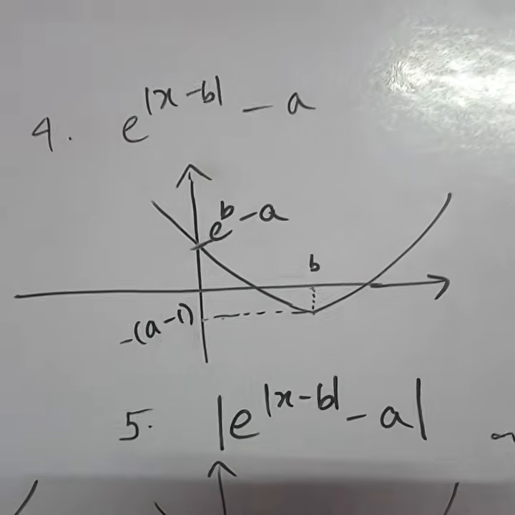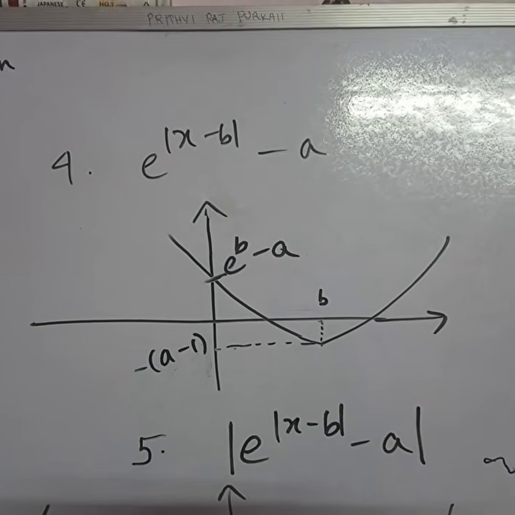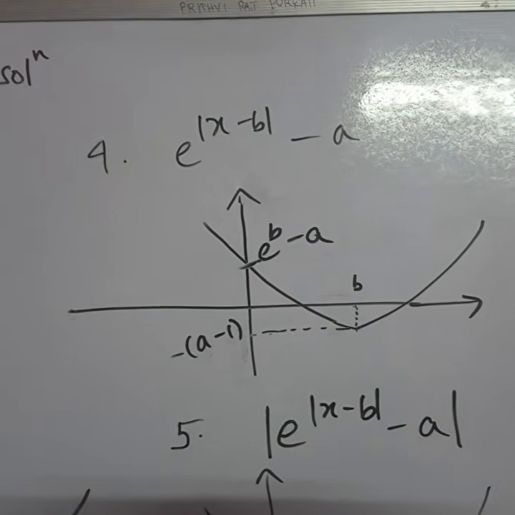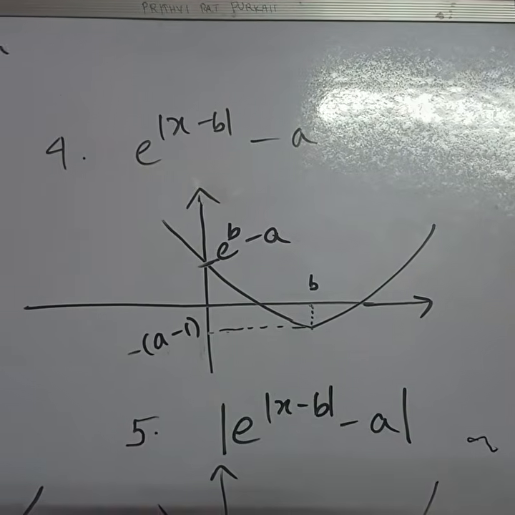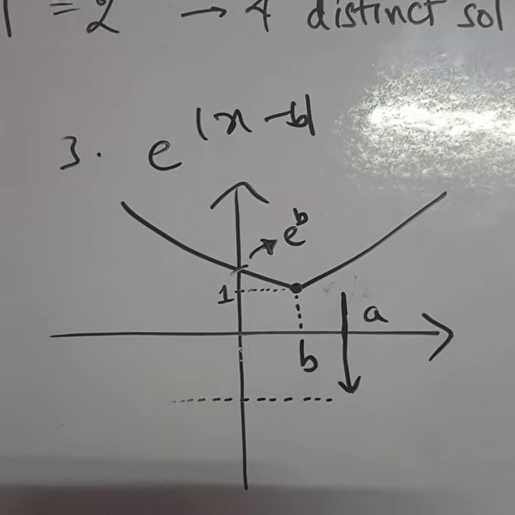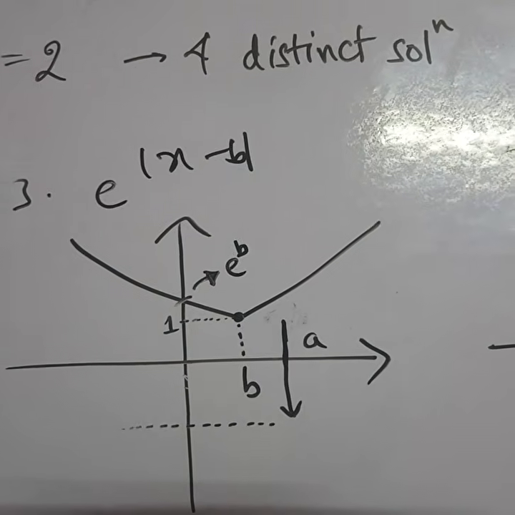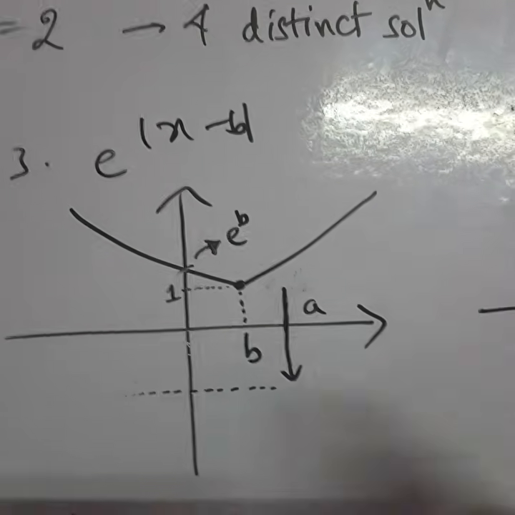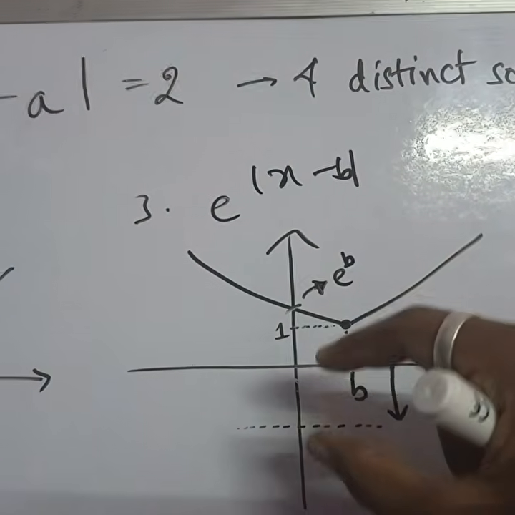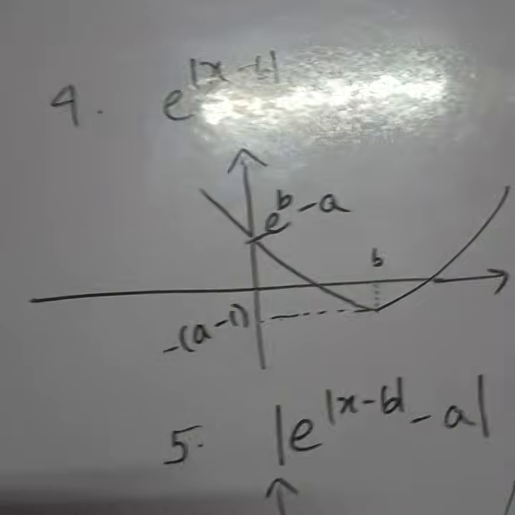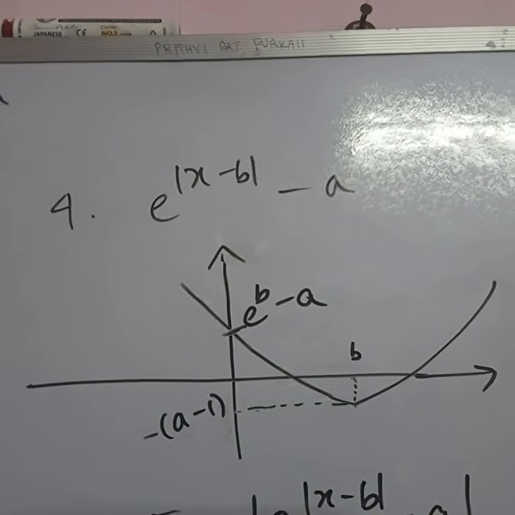Next, we draw e to the power mod of x minus b, minus a. So basically, we are shifting the entire graph down by a units. So the point that was e to the power b becomes e to the power b minus a. Another point to note is that the x coordinate that was b stays the same, because we're just shifting it down. And this entire length is a because we're shifting it down by a units. This much is 1, so this becomes a minus 1. But since it is in the negative y-axis, we have written it as minus of a minus 1.